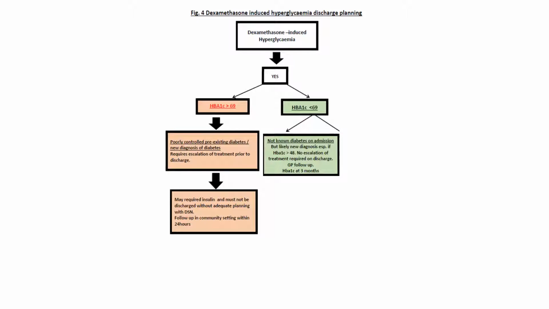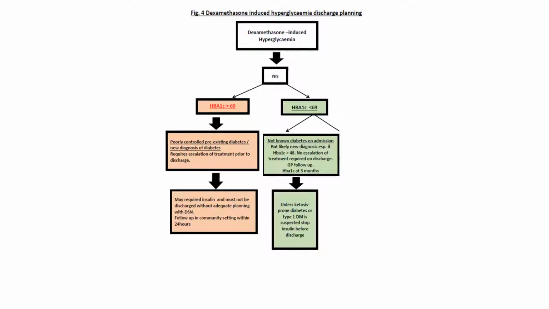But if they were not known to have diabetes on admission and the HbA1c is less than 69, which is 8.5%, it means that they probably had diabetes due to insulin resistance, and it became worse because of the steroids or got unmasked. They probably don't need any intensification of treatment, and you would just want to repeat their HbA1c in 3 months' time and ensure diabetes follow-up. Or if you're the clinician following up patients yourself, then you would want to see them in 3 months' time, making sure they are not developing diabetes.